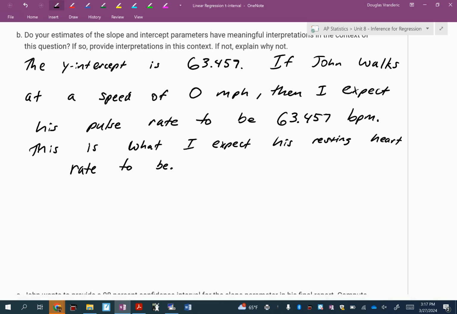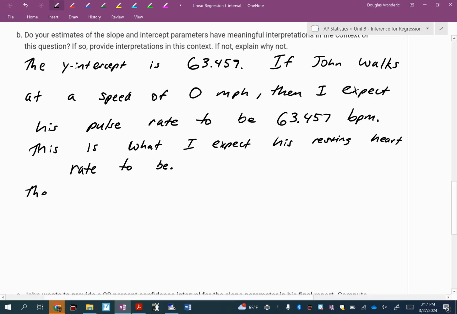Or we're talking about zero speed, right? Zero speed. And I would argue, I mean, I'm not going to argue this, but David would, right? Do you have a different resting heart rate when you're standing as opposed to sitting? Yes. Okay, so I'm not getting into the nitty gritty here, but that's probably different. Okay, let's do the slope.